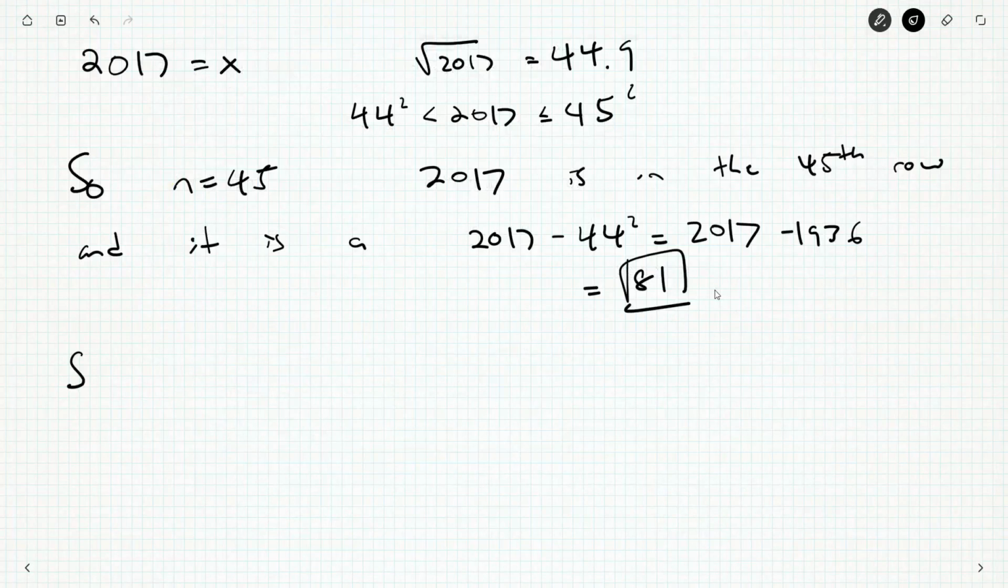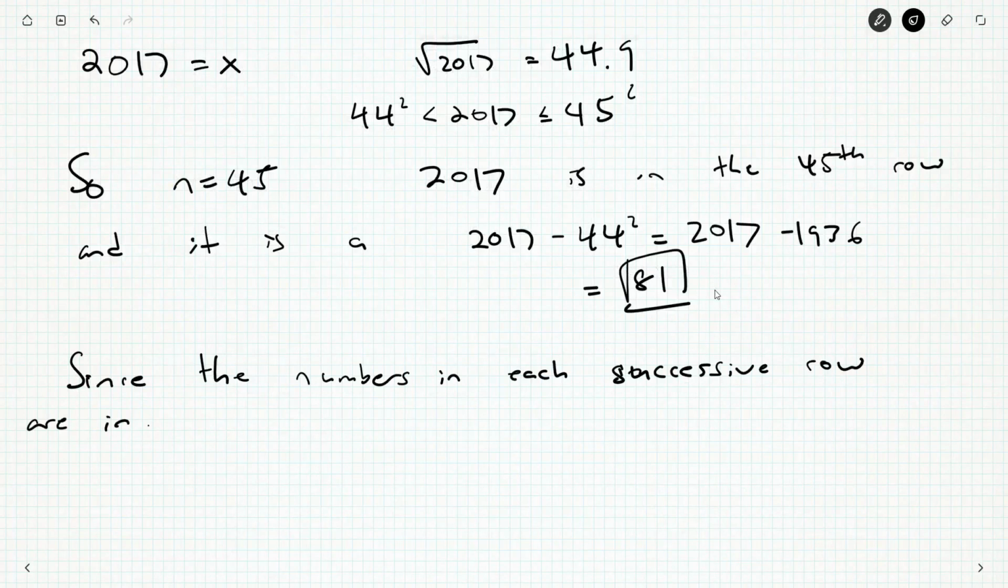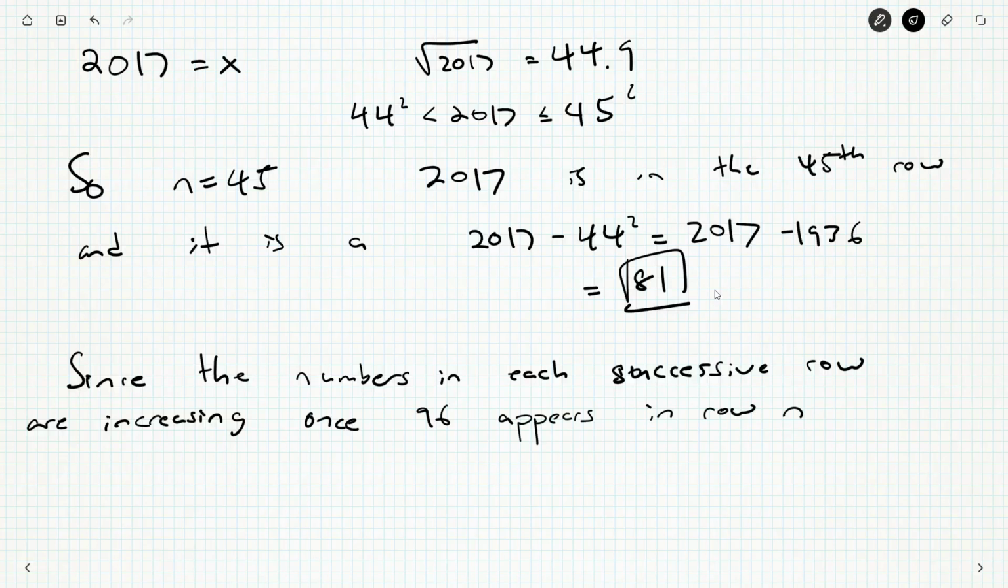So I'd start off by saying something like, since the numbers in each successive row are increasing. We got 1 in the first row, then we got 1, 2, 3, then 1, 2, 3, 4, 5 is the next one. Once 96 appears in row n, then it appears in every row after. Okay?